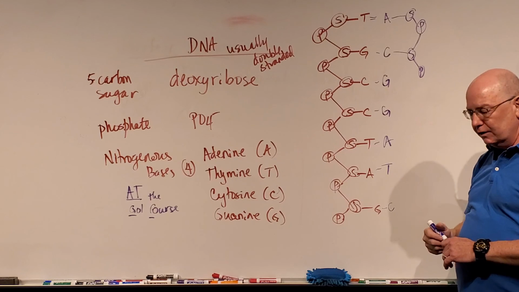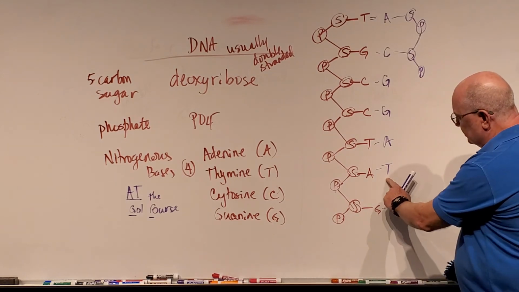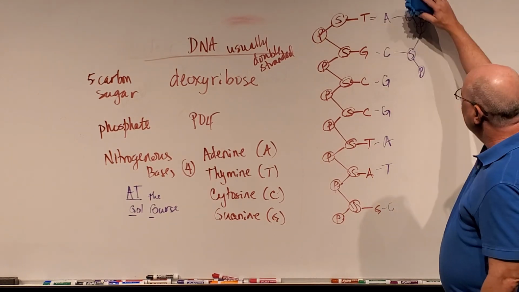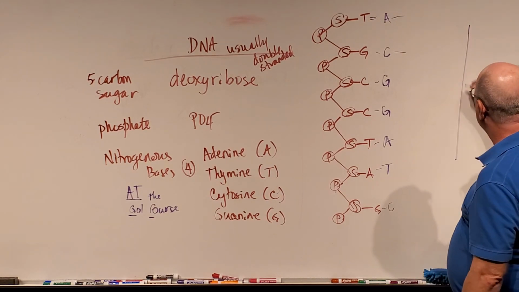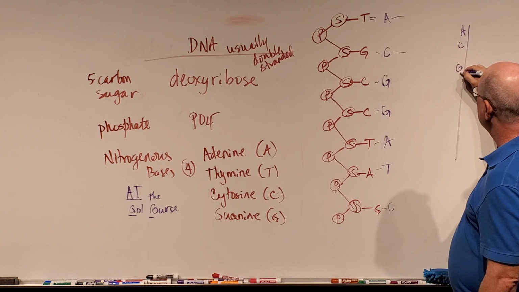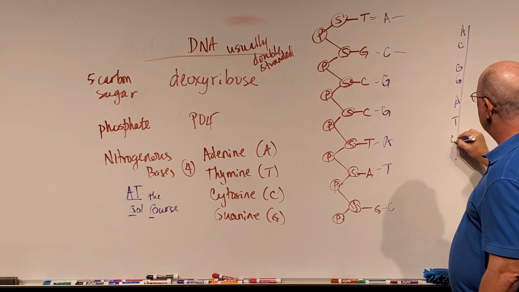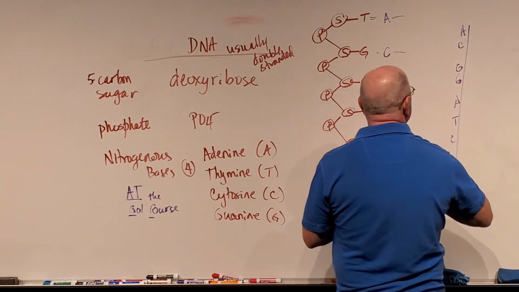Or sometimes scientists, to simplify, once I see that there's thymines here, I know it's DNA, rather than draw all of that, they simply draw the molecule this way. ACG, GATC, and then the other strand would be drawn like this.